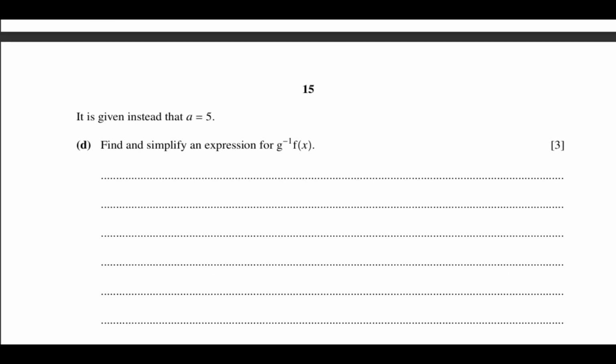Next, question number part D. It is given instead that a is equal to 5, so g of x will become... it was ax plus 1 before. When a equals 5, it will become 5x plus 1. So we have to find the expression for g inverse of f of x.